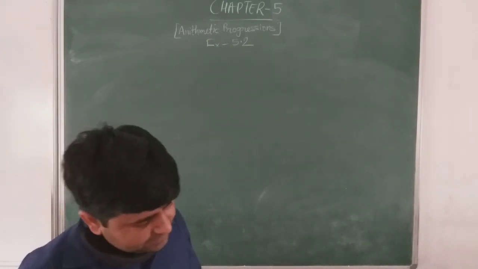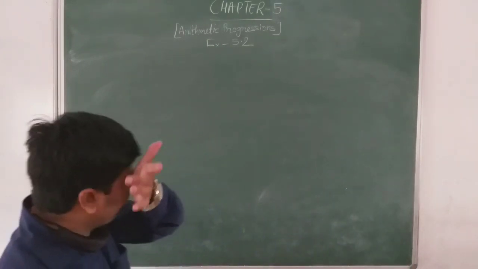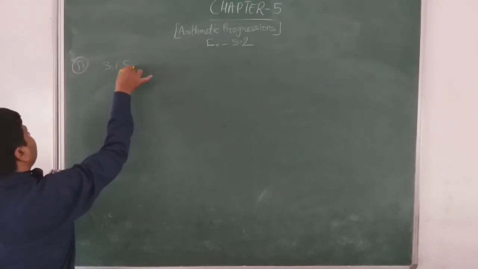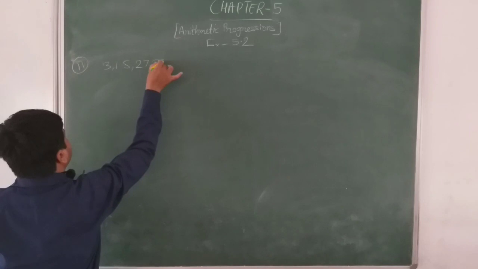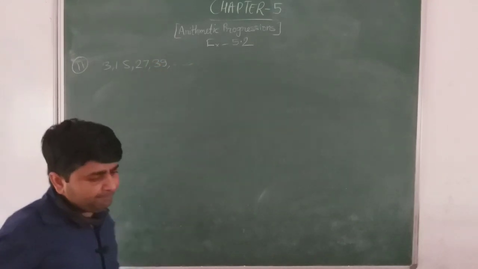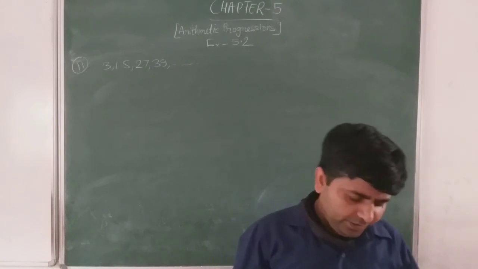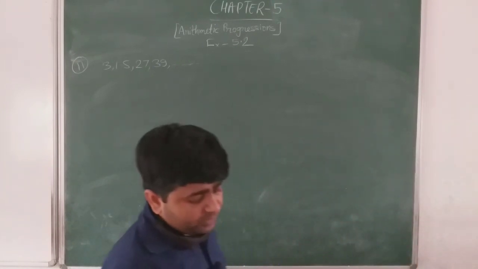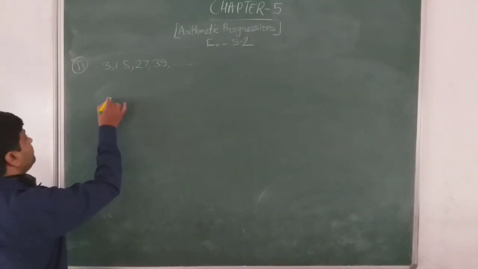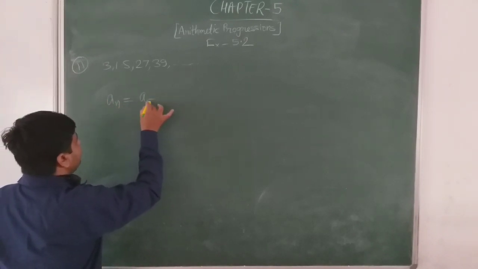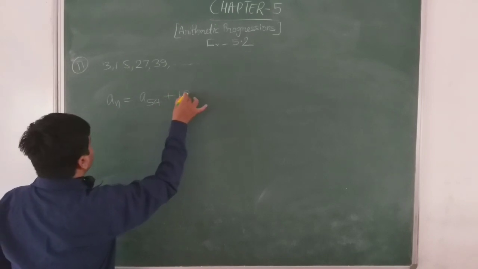Question number 11 is, which term of the AP 3, 15, 27, 39 ये AP है. And what is given here? Which term of AP means nth term, कौन सी टर्म होगी, will be 132 more than 54th term. कौन सी टर्म? तो हम an ले सकते हैं. किस टर्म से? 54th टर्म से. कितना ज़्यादा है? 132. तो प्लस 132.